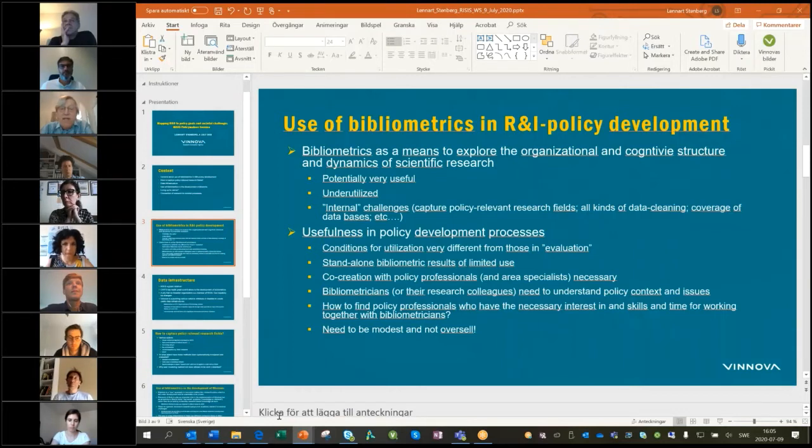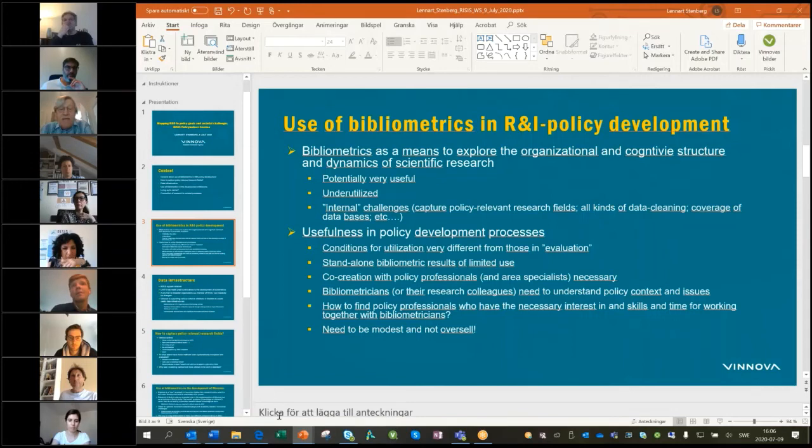And the conditions, I think, for this more exploratory use of bibliometrics are very different from those in evaluation. My own opinion is that standalone bibliometric results usually do not suffice very far. So they have to be combined, both at the end but also during the whole process, with other types of information and considerations. And this, as we've heard from Jarno, really asks for co-creation with policy professionals, and sometimes together with area specialists. And I consider these partly different communities.